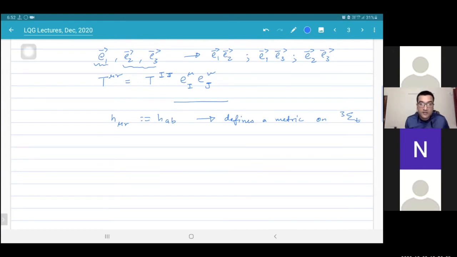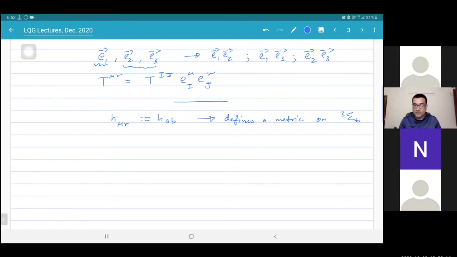So again, Nihal is asking, does this mean you can choose a normal such that H AB is equal to eta AB? Okay, I'm not following the question. There are a lot of indices. Can you unmute yourself and ask a question, Nihal? I meant, is it possible that on a hypersurface you could have a hypersurface metric to be the Minkowski metric? Yeah, of course. Given some coordinate system, absolutely.